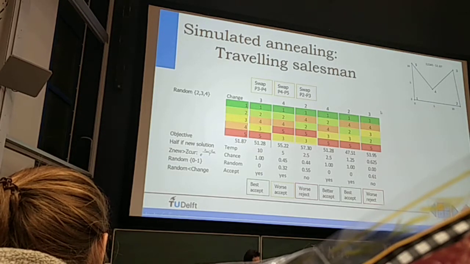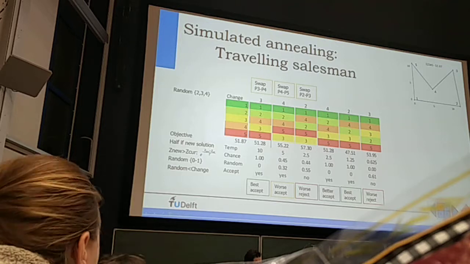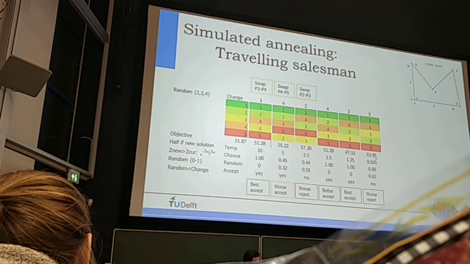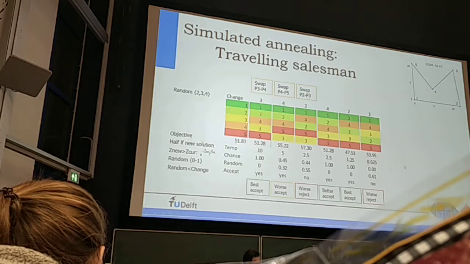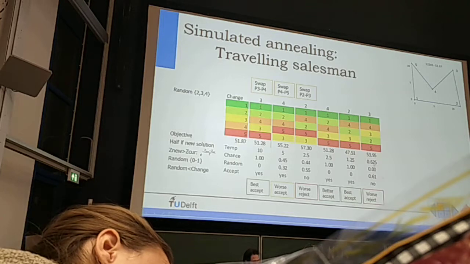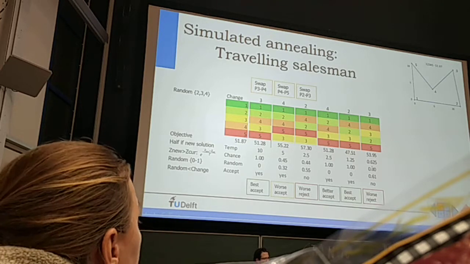So in this case, we've chosen to change the 3rd position. So now it's 1, 4, 3, 2, 5. 53.95, so it's about 6.5 higher. The temperature now is quite low. It also means that the chances of this are very, very low. It's less than 0.005.